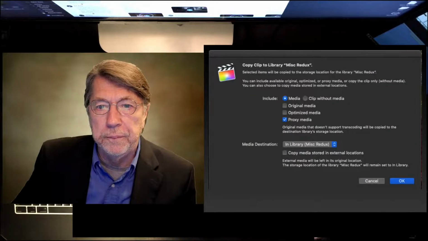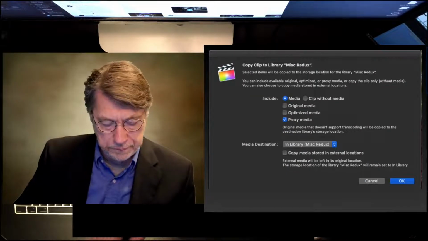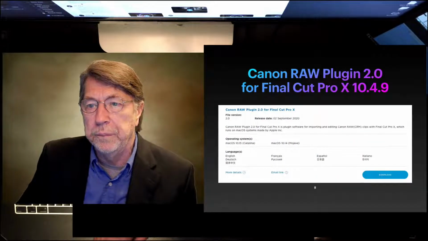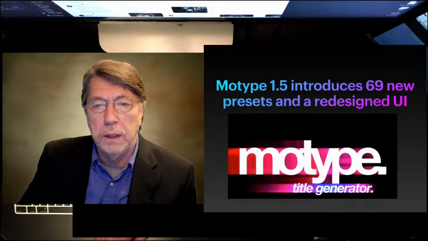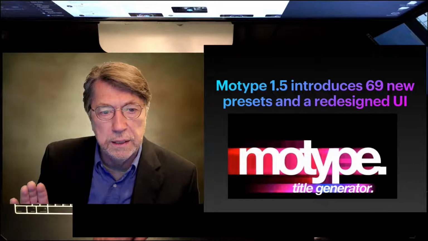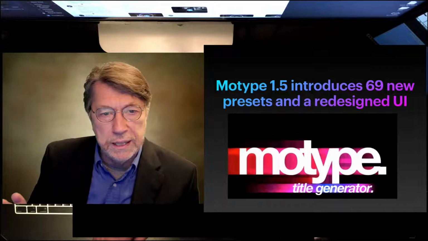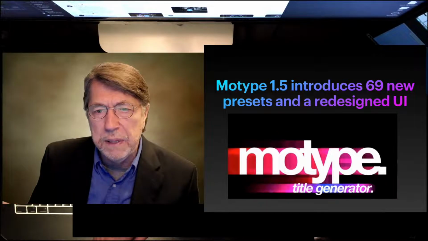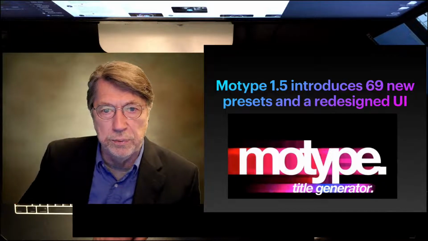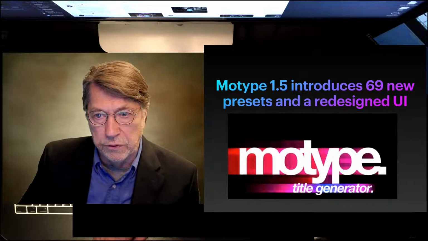So let's go back. Here we go. Canon RAW plugin 2.0. MoType. I like MoType. It's a very sophisticated particle emitter title generator thingy. So I bought it years ago, 3, 4, 5 years ago, maybe longer. I bought it when it first came out. And they gave it this big update, 69 new presets, redesigned UI for free. Anybody that owns it already.